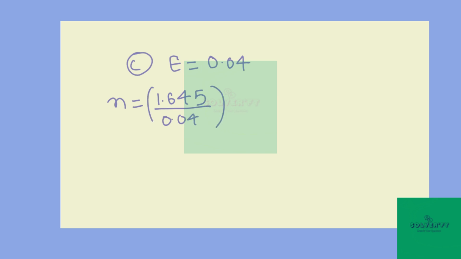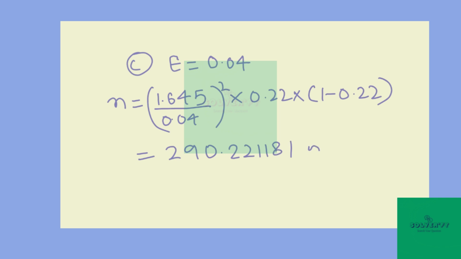All right. And in the last part, the margin of error we are assuming is 4%, that is 0.04. So now the sample size will be (1.645 upon 0.04) whole squared into, sorry, 0.22 into 1 minus 0.22. So this will be equal to 290.221181, that is approximately equal to 291, right?